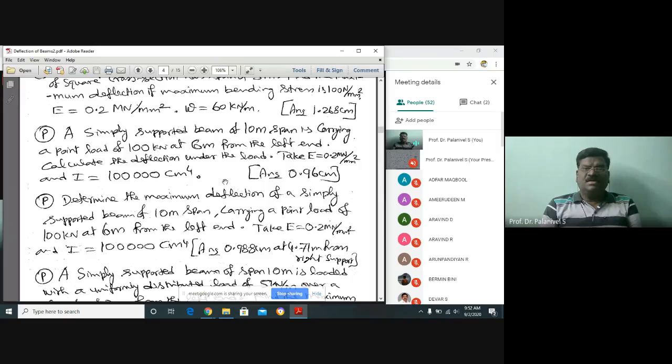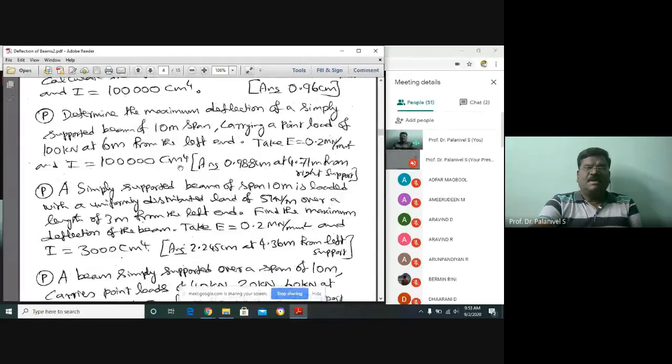Calculate the deflection under the load. EI is given, because you have the EI value in your y expression. EI y is equal to that, and you will get the value, since EI is also given. So it is found to be 0.96 centimeter, that is 9.6 mm. This way you have to solve this problem.